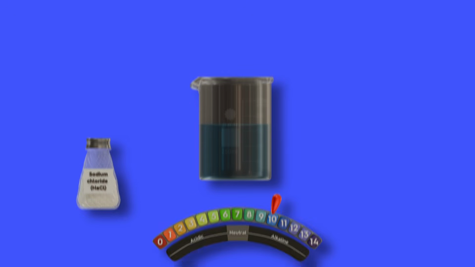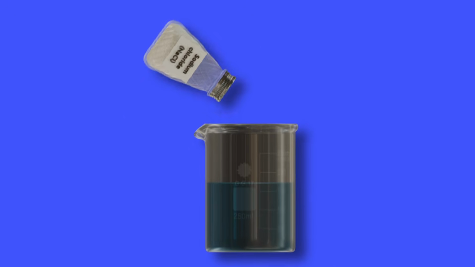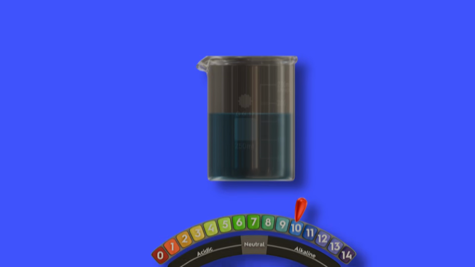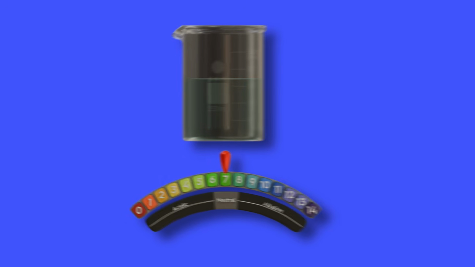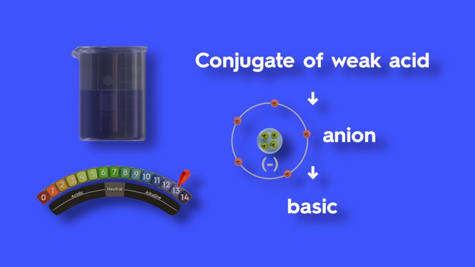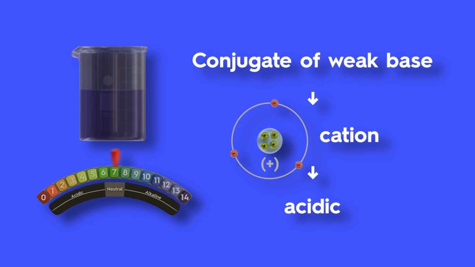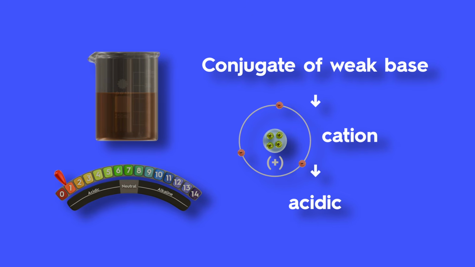Here's the big idea. When a salt dissolves, its ions can act as acids or bases. An ion that is the conjugate of a strong counterpart is usually neutral. Conjugates of weak acids tend to be basic. Conjugates of weak bases tend to be acidic. Now, let us get to know more salts and their acid-base properties.